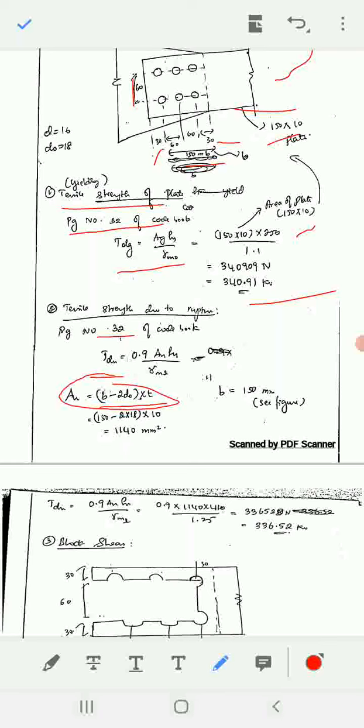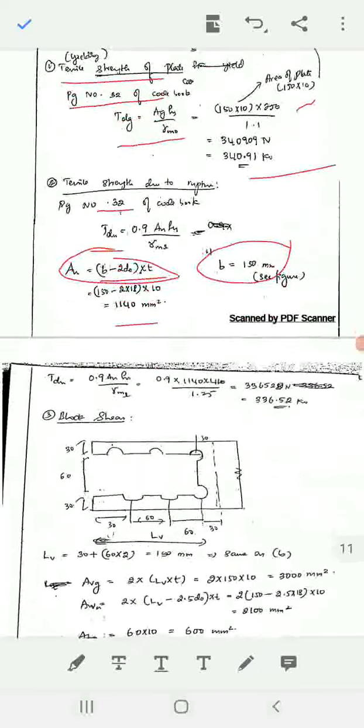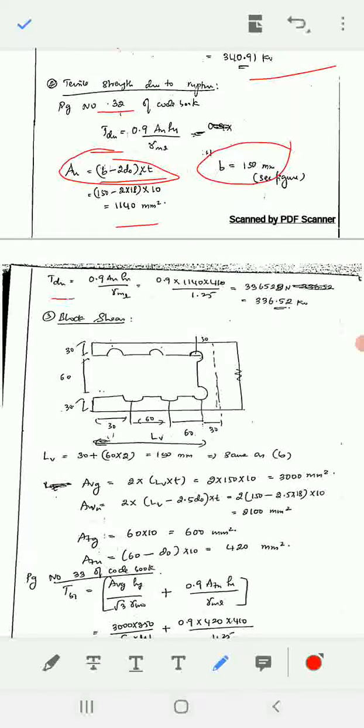150 minus 2 into 18 into 10, then you will get An value. B value is given in the question, that is 150 mm. Okay, next. Then TDN, you have to substitute An value, then Fu, then gamma m1. You will get the value in terms of Newton, you have to convert into kilonewton.